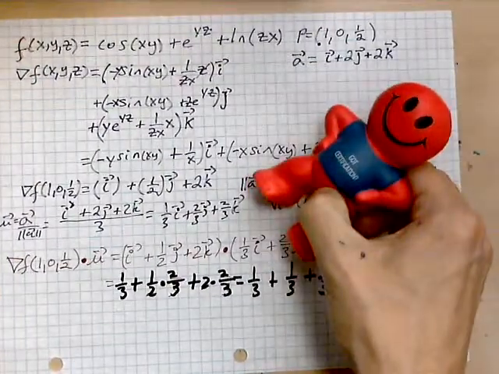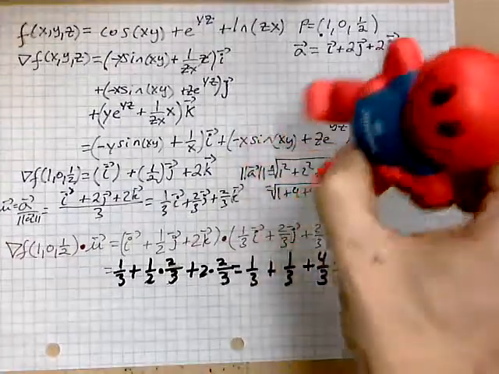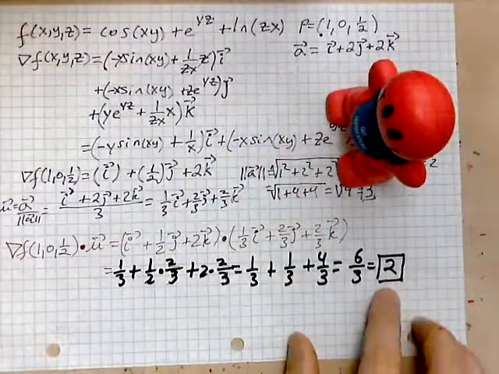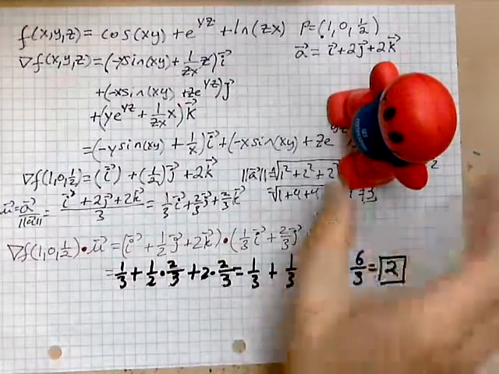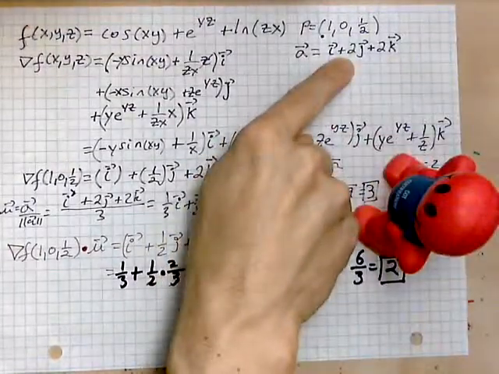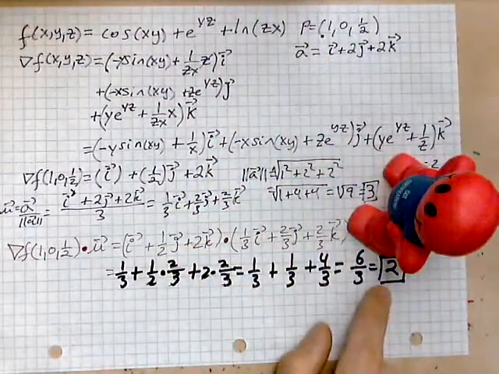Okay, this guy is smiling. He's like, yes, we are finally done. Yay. Okay, and remember, this is a positive value, which means that in the direction of this vector, this function is increasing.